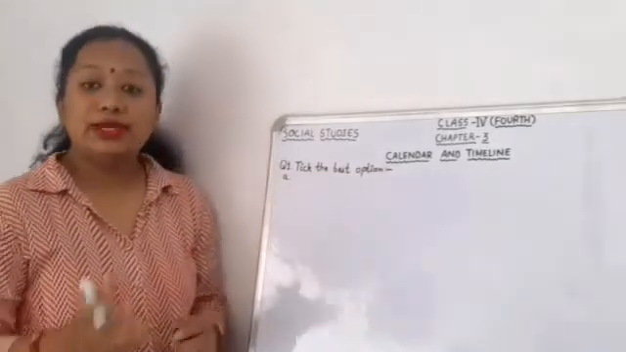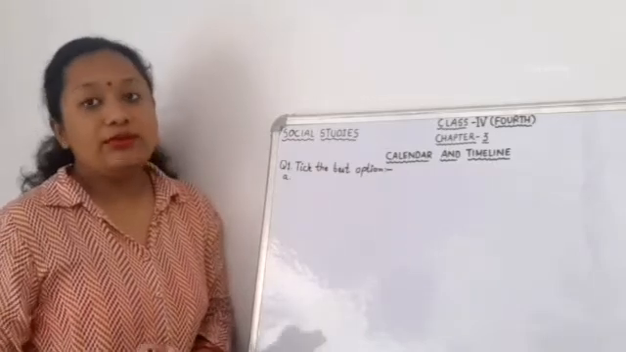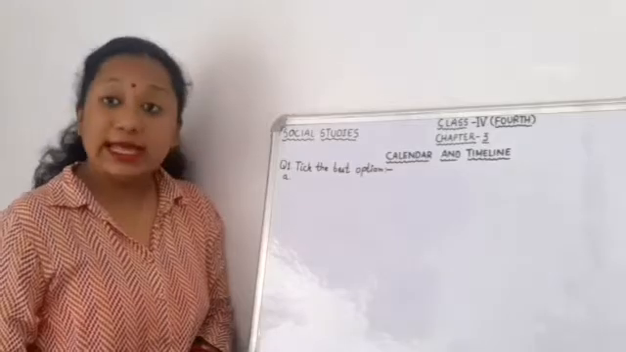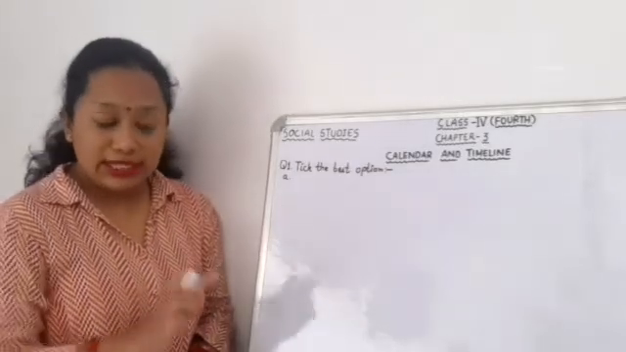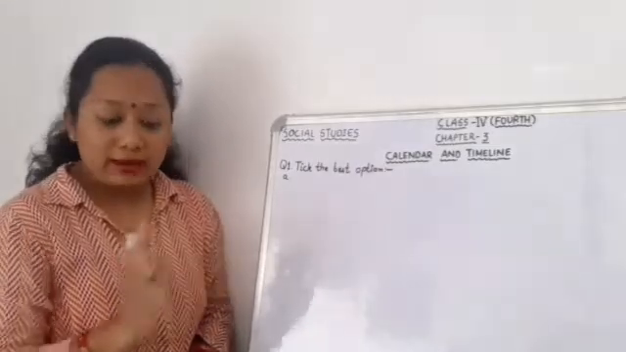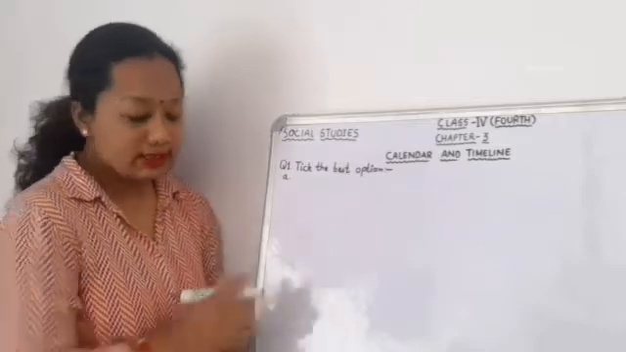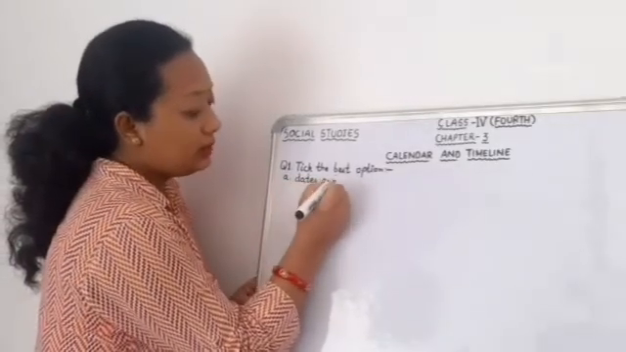You just have to check the answers whether they are correct or not. If it is correct, then it's okay. If it is not correct, then you have to correct it. First is, a timeline puts what in the right order? Dates and solar calendar, names and events, dates and events, or tools and seeds. The correct answer is dates and events. A timeline puts dates and events in the correct order.